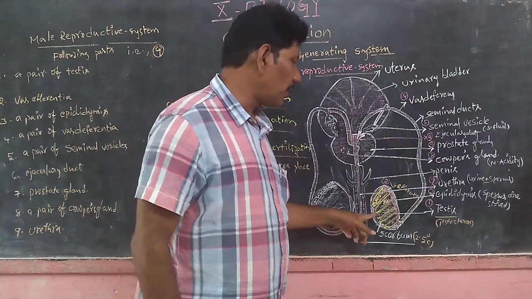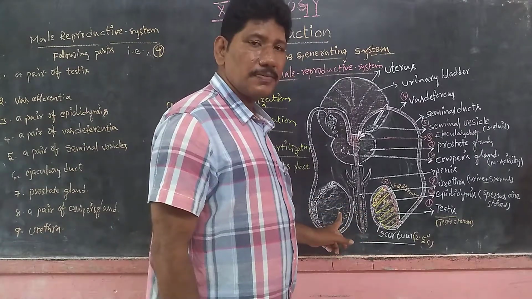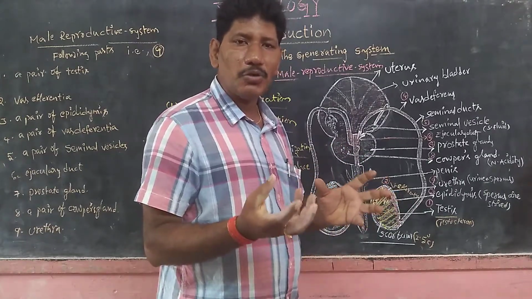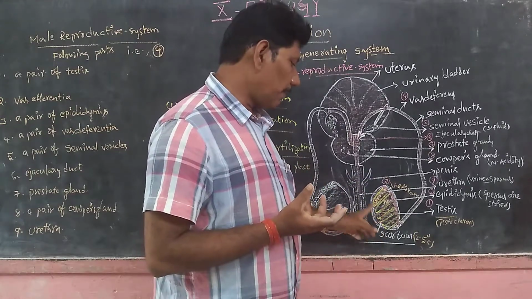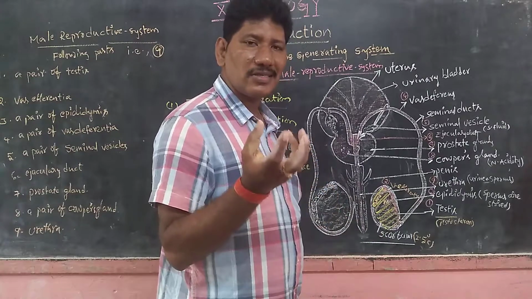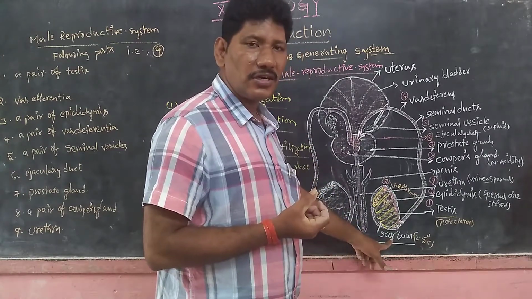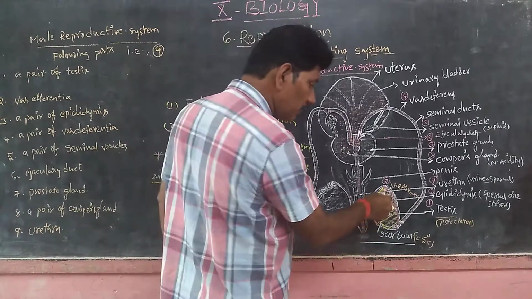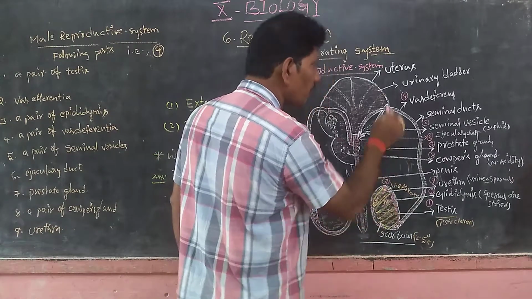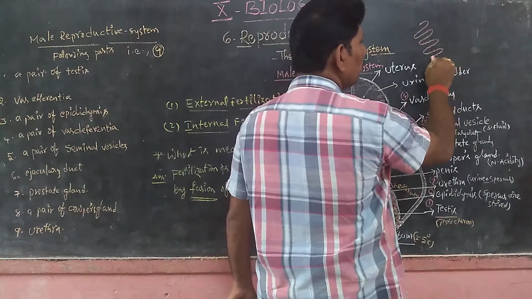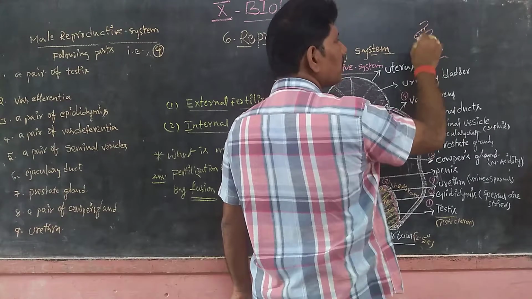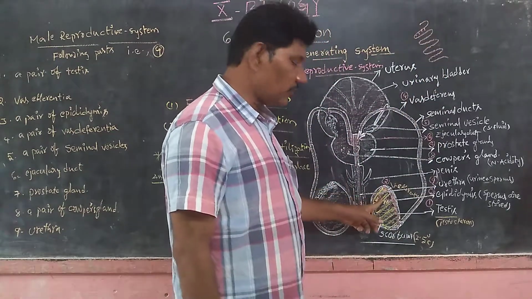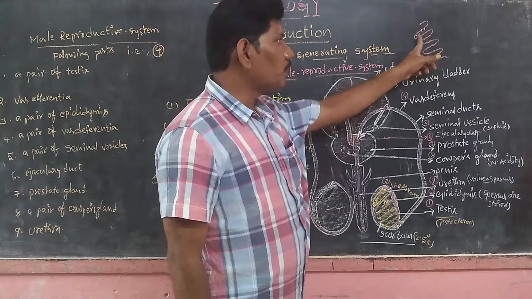First and foremost, the male reproductive system consists of a pair of testes. The testes are located outside the abdominal cavity, hanging in a pouch-like structure technically called the scrotum. Is that clear, children? In each testis, highly coiled seminiferous tubules are present. See, this is the structure of the seminiferous tubules. These seminiferous tubules produce the sperms by the process of meiosis.